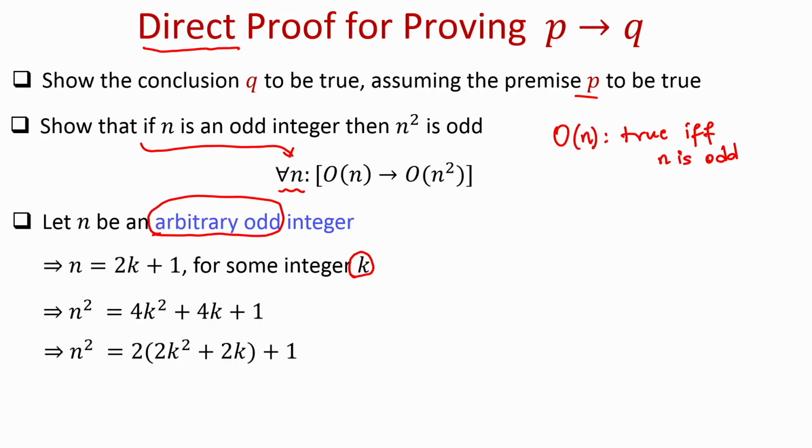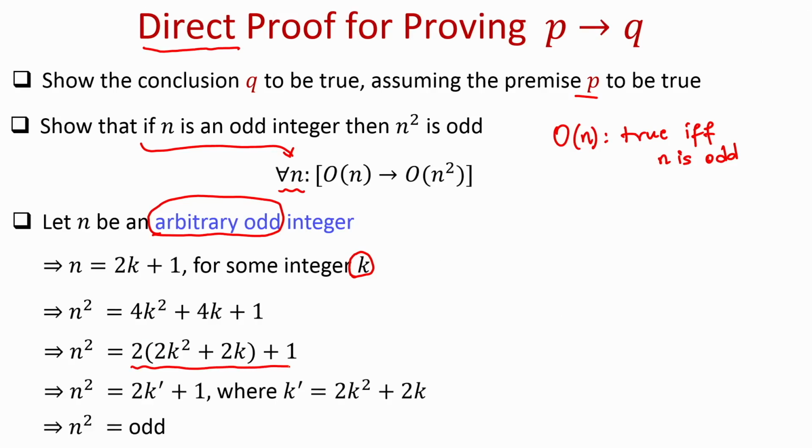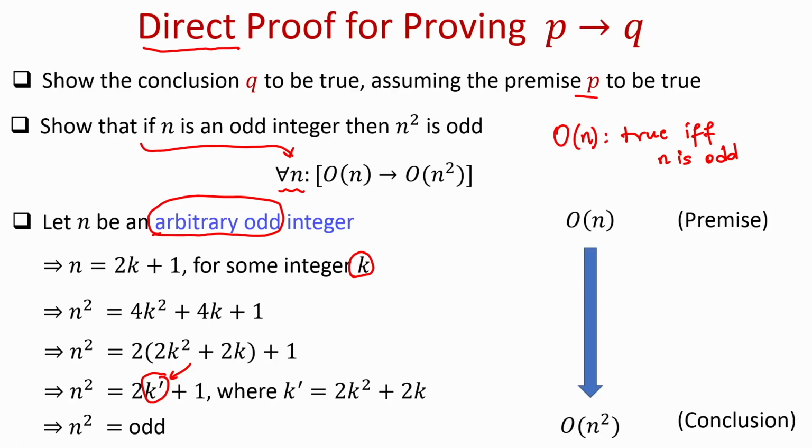Now, if I take the square of the same n, by rearranging the terms I get n square is of this form, and now if I substitute 2 times k square plus 2k by another integer k prime, then I come to the conclusion that n square is 2 times some integer plus 1, meaning n square is also odd. That means, starting with the premise, I can directly come to the conclusion, and that is why this is a direct proof method.